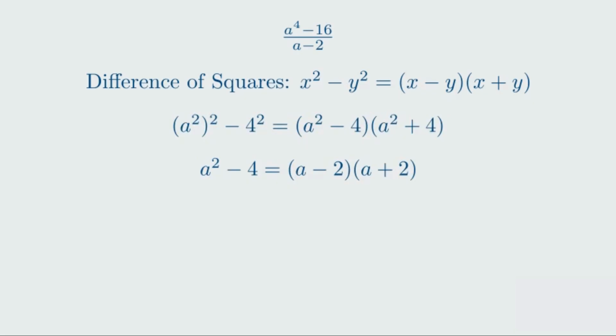This is the crucial step. So, our original numerator, a^4 - 16, fully factors into (a - 2)(a + 2)(a^2 + 4). We have factored our expression by applying the difference of squares formula twice. Now let's substitute this factored numerator back into our original equation.